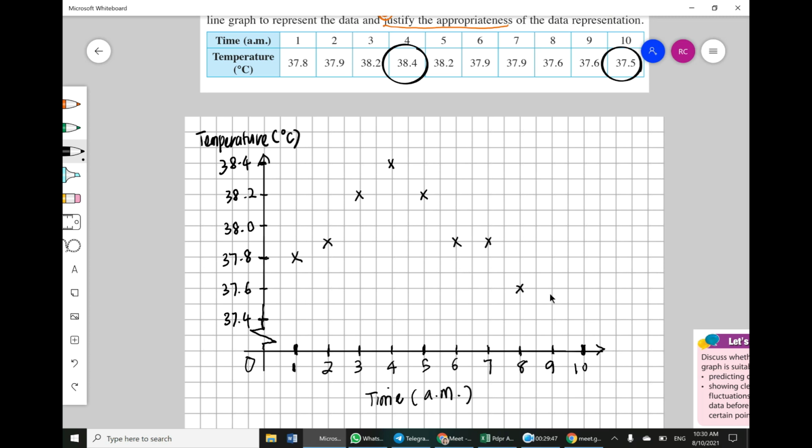So 9 o'clock, also the same, 37.6. What about 10 o'clock? What is the value? 37.5. Okay, it's lower down already. So we have done all the plotting. What do we need to do next? Make a line. Yes, very good.